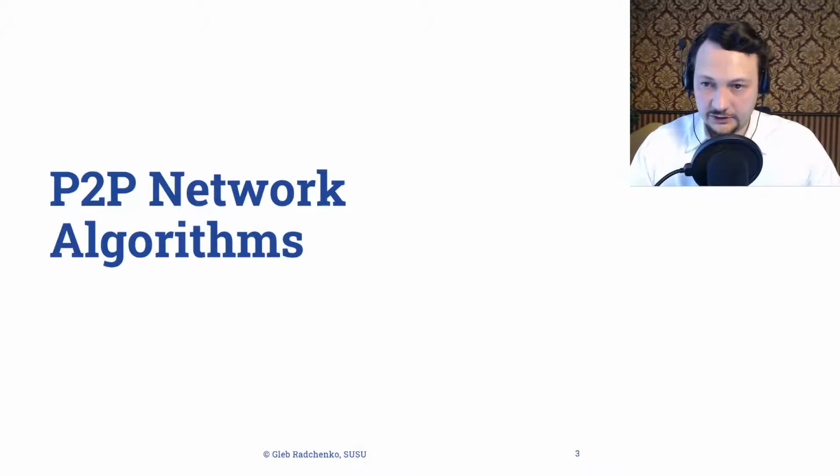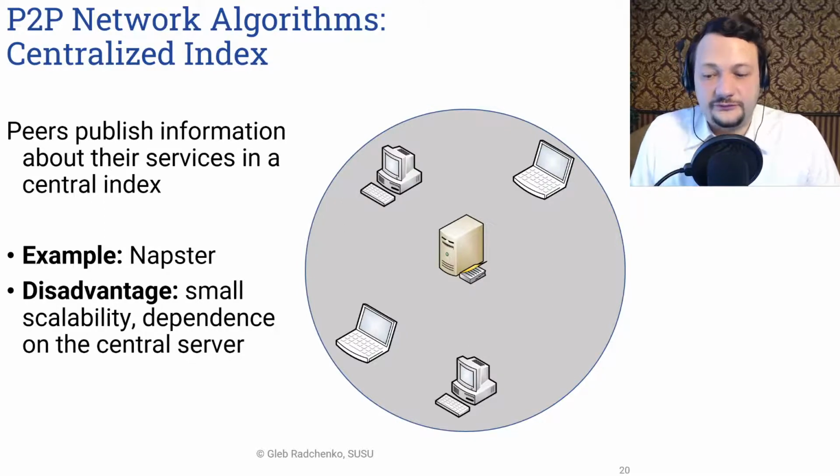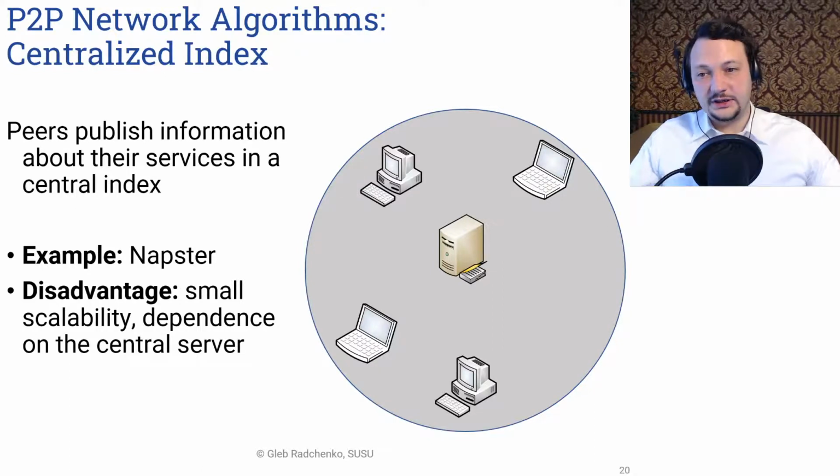Our next topic is peer-to-peer network algorithms. So let's start from the most well-known and understandable. It is the centralized index algorithm. So how does it work?